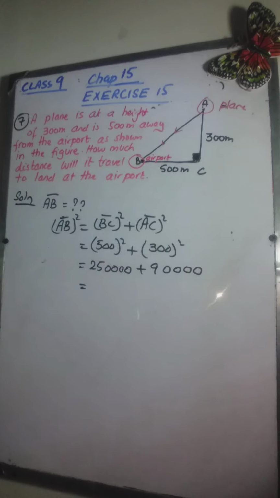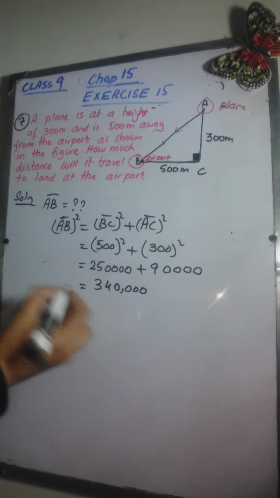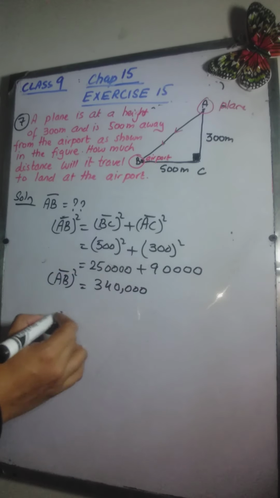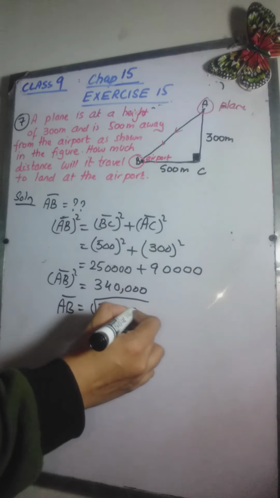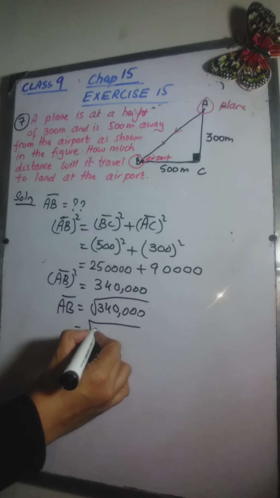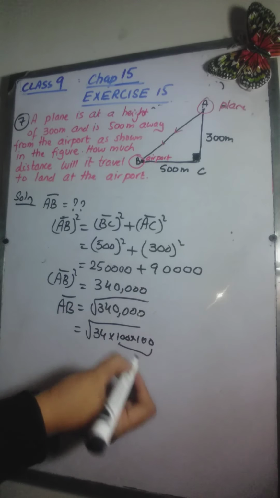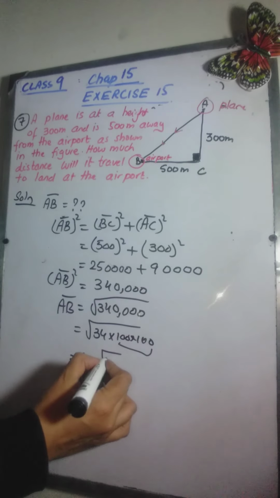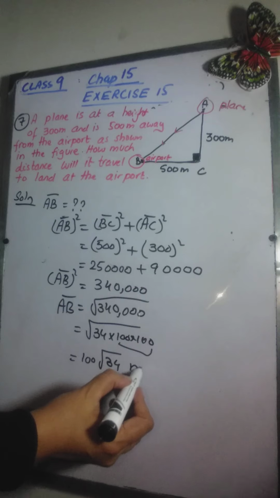This will give us 340,000. Now AB whole square is equal to this, taking the square root of both the sides. This can be written as 34 into 100 into 100. Out of this, 100 will come out of the square root sign and we are going to have 100 into under root 34 meters as the answer.